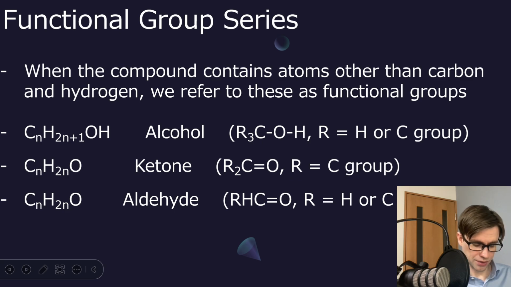Then we have ketones, CnH2nO. This is generally C double bond O with some R groups attached to that carbon. R for ketones is always carbons though, because if it's hydrogen, that makes this an aldehyde instead, but it has the same general homologous series formula, CnH2nO. So you've got to start to be aware of which ones might have the same homologous series.